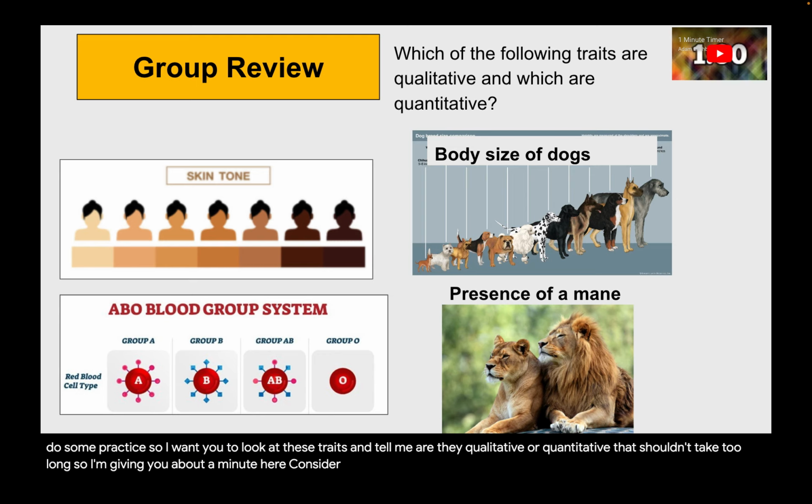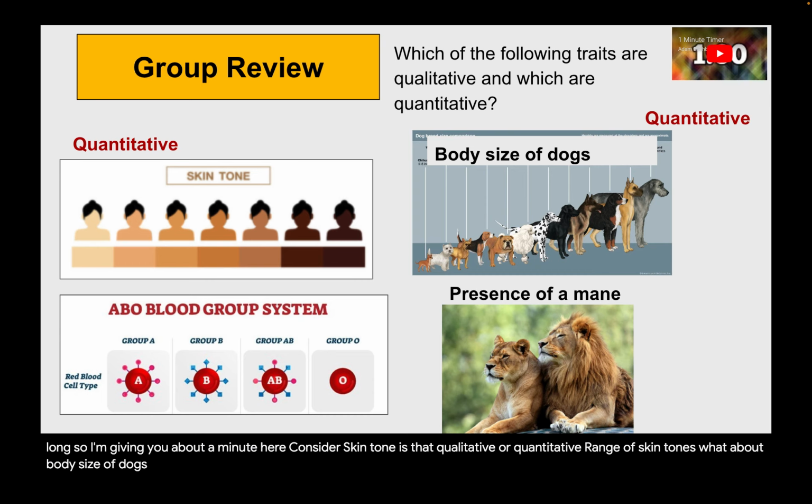All right, skin tone, is that qualitative or quantitative? Yeah, quantitative. It falls around a whole range of skin tones. There we go. What about body size of dogs? Also quantitative. The ABO blood grouping system? Qualitative. Falls into distinct categories.